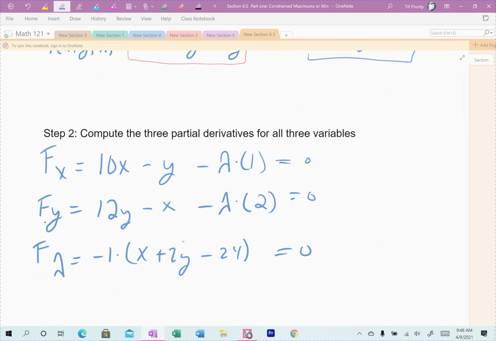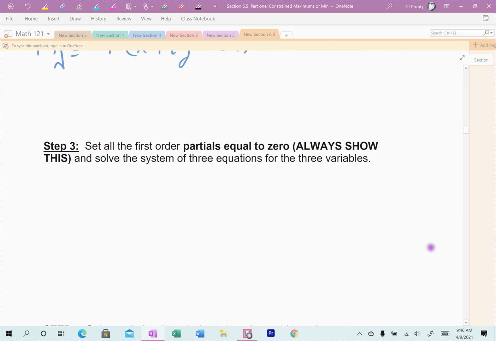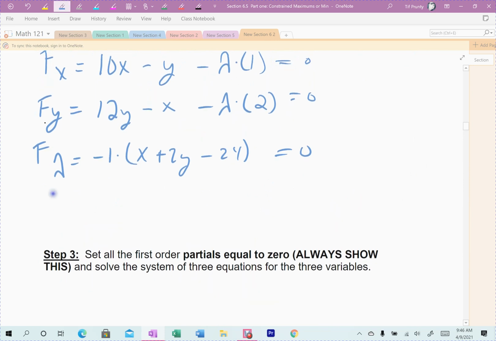I go ahead and set them equal to 0 because, again, that's a key step, so just automatically do that. Alright, the next step, once I've set them equal to 0, is to solve the system of 3 equations. Well, in this case, they are linear.